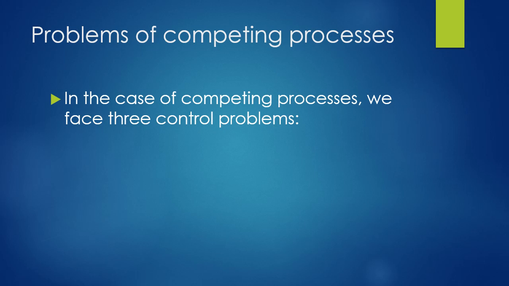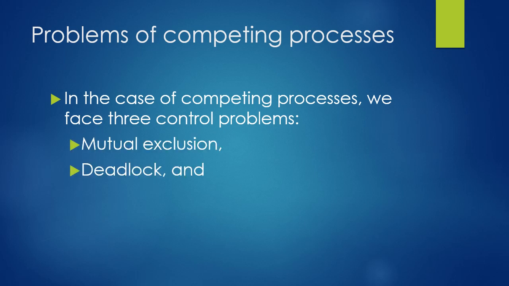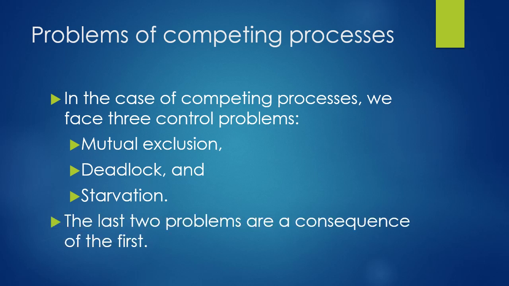What are the problems of competing processes? We face three control problems: mutual exclusion, deadlock, and starvation. The last two problems are a consequence of the first. What I mean to say is mutual exclusion leads to deadlock and starvation. Since it will take us a lot of time, we will go into the details of these problems in the next lecture.